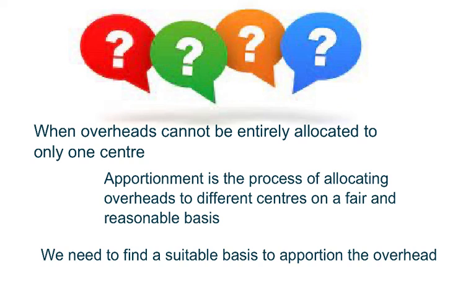Now, what is the reason why we will allocate overheads to different centers? So when we have overheads that we cannot entirely allocate to one center or to one product, we will have to apportion those overheads to different centers then. So the apportionment is basically the process of allocating overheads to different centers on a fair and reasonable basis. Now, what is a fair and reasonable basis? We will have to find a suitable basis on how to apportion the overheads.